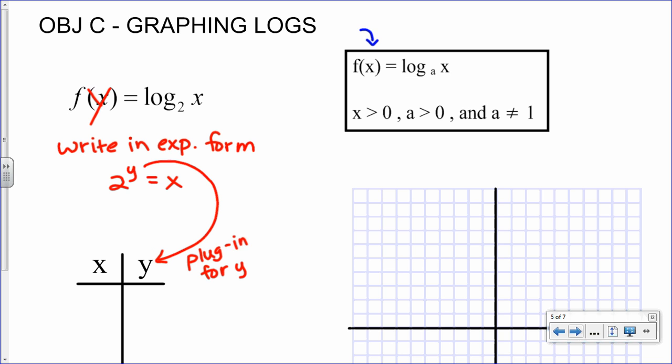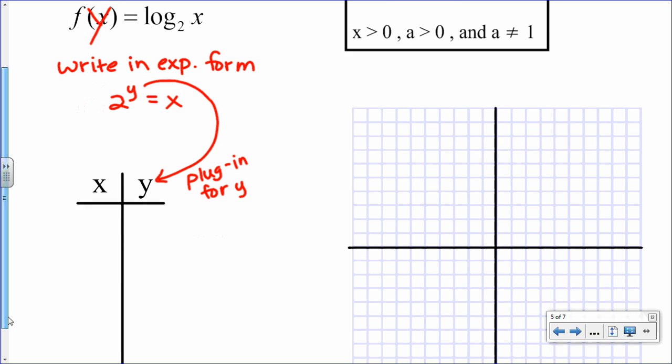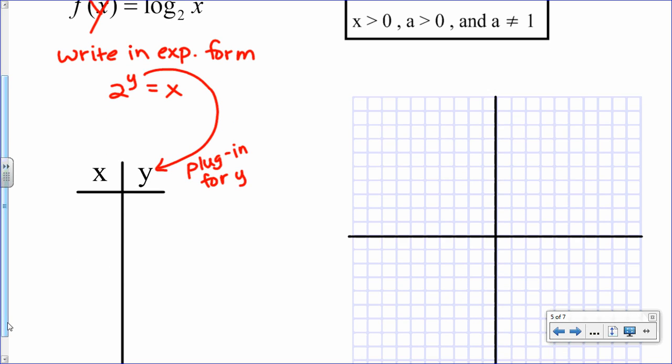You're still going to graph them as a normal xy ordered pair, but when making your table, it's easier to plug in for y. Exponents and logs are inverses of each other, so their ordered pairs are switched. That's why we can plug in for y.